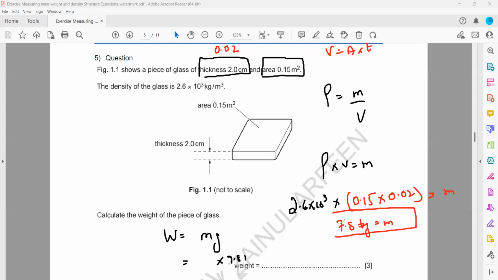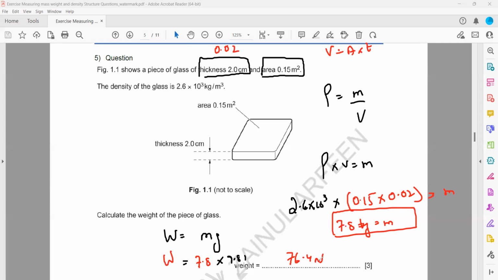After getting the mass, we need the weight. So mass multiplied by gravity. So 7.8 multiplied by 9.81, which is equal to 76.4 Newton. So this is equal to 76.4 Newtons.